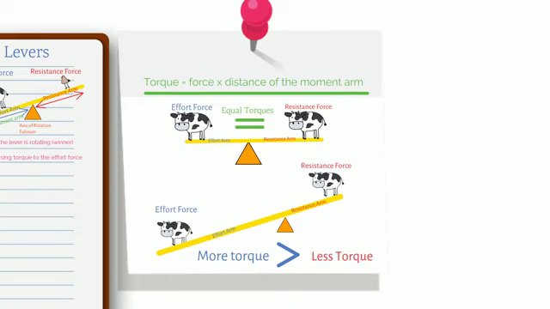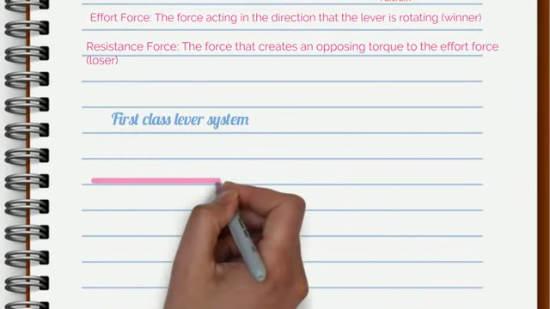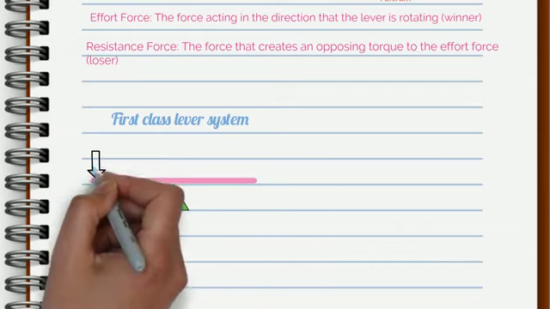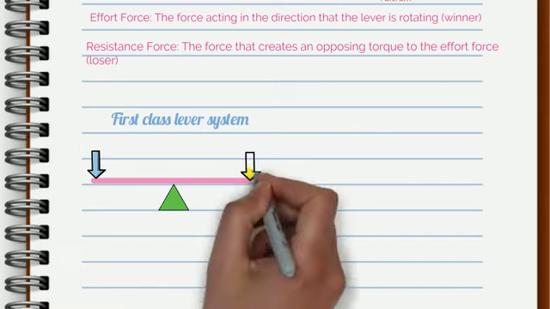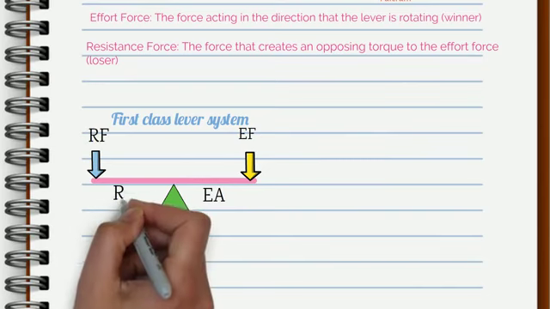Okay, let's take a look at the first-class lever system. A classic example is a seesaw. Here, the axis of rotation is positioned between the two opposing forces. On one side, there is an effort force and an effort arm, and at the opposite side, there is a resistance force and a resistance arm.